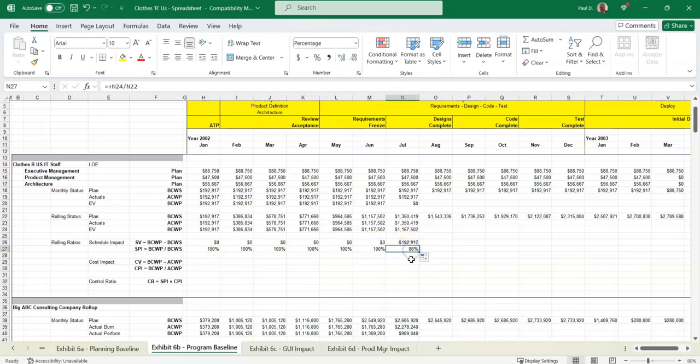Again, 86% at the end. We'll delve deeper into that as to how that could possibly occur, since you do have planned budget for these functions all the way throughout. But again, not part of Milestone 2. So that's it for schedule based on rolling ratios, and now I'm going to do the cost.